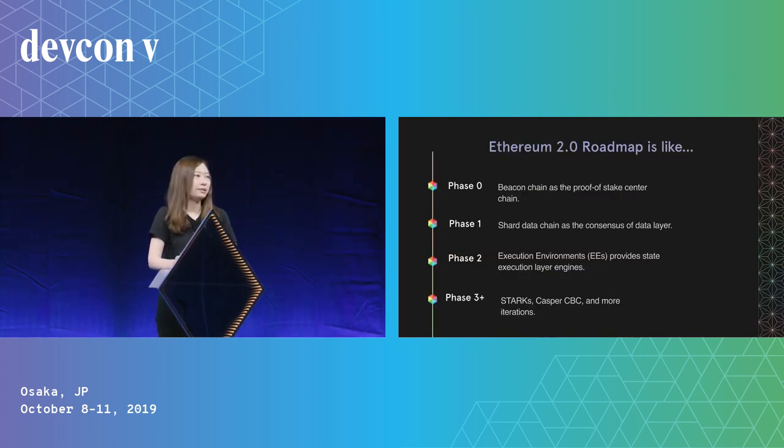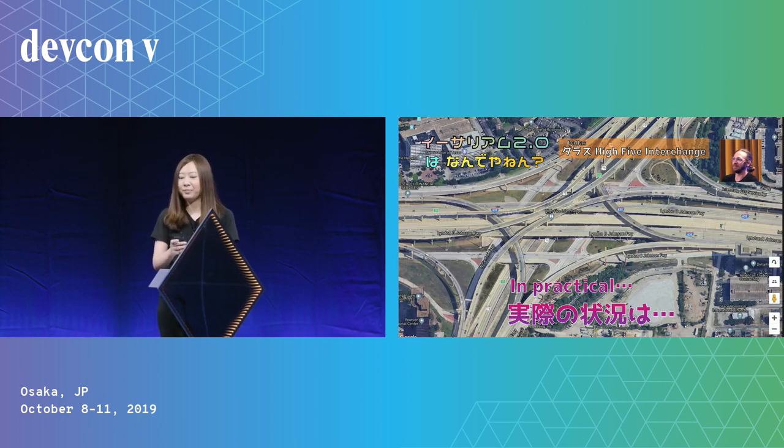So this is the well-known Ethereum roadmap that I don't need to go through again. The outline is quite simple. All these phases have their own goals. However, from the design to production, it's actually like this. In practice, it's like a twisted highway, layer by layer and connected.